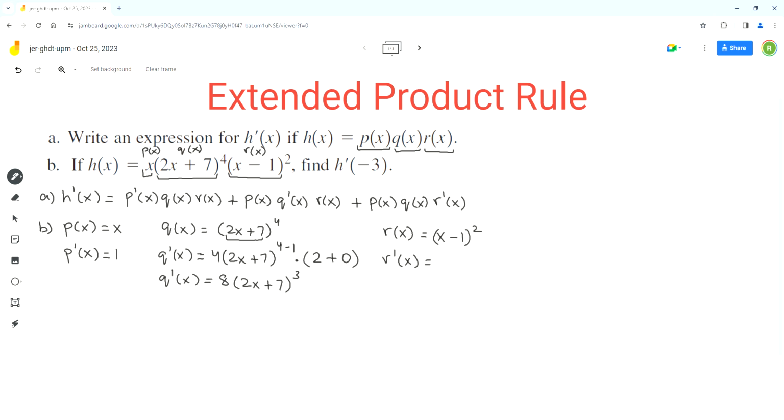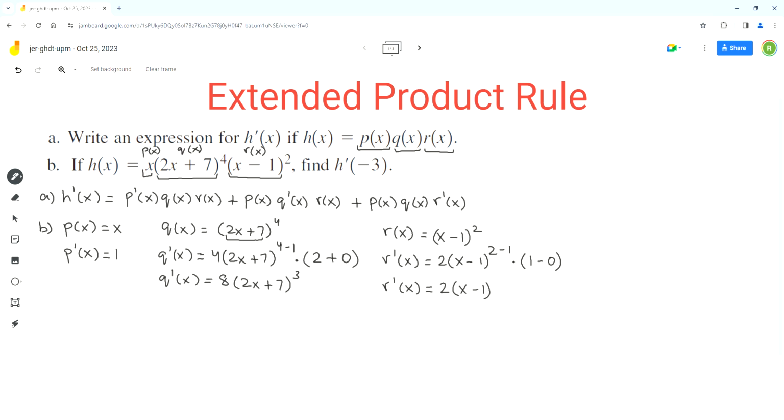So we'll move the 2 to the front times x minus 1 exponent 2 minus 1 times the derivative of the inner function x minus 1, which will be 1 minus 0. Now we can simplify this expression. So r prime at x: 1 minus 0 is 1, and multiplication by 1 doesn't change anything. So we just get 2 times (x minus 1), and the exponent is 1, but we don't write 1 as an exponent.